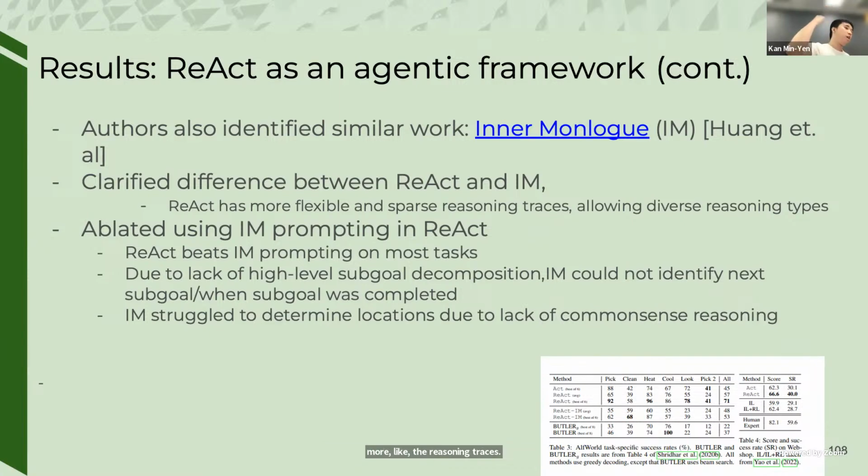For example, a normal human would think a microphone will be on the table, but in IM, or Inner Monologue, they don't have this kind of reasoning to reason it out. So they may also think that the microphone is on top of the projector, for example. So ReAct beats it in terms of common sense reasoning. It can narrow down the location of the microphone better in that case. That's why ReAct is better than IM. And that's all you need to know about their similar work.